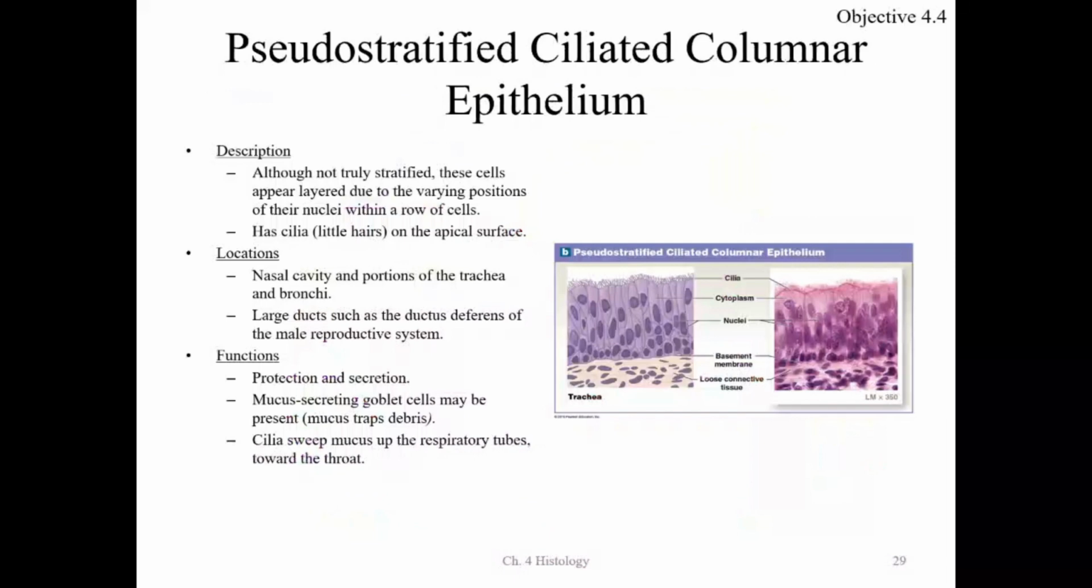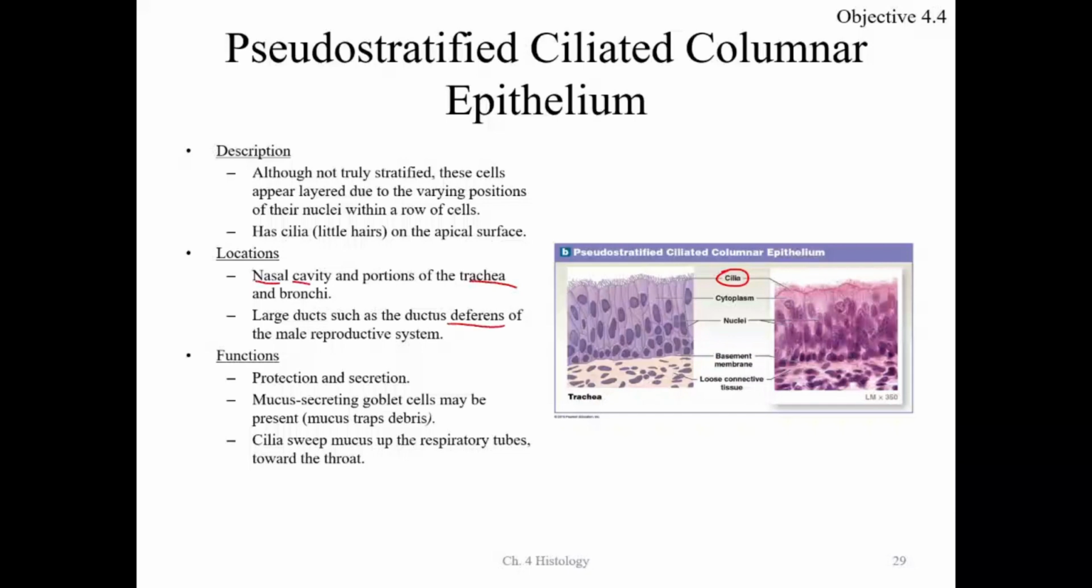Now, my favorite is pseudostratified ciliated columnar epithelium. Woo, that's a big word. Pseudo, falsely, stratified, falsely stratified. Pseudostratified ciliated, it's got cilia. Columnar, long and tall cells, epithelium. Now, not truly stratified, they appear that way because of the various positions of the cells and nuclei, the way they sit. There's cilia, the little hairs on it. You will find it in the nasal cavity and trachea.